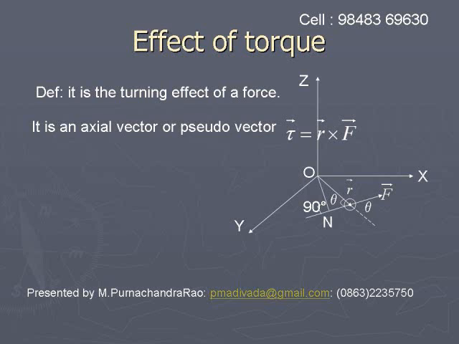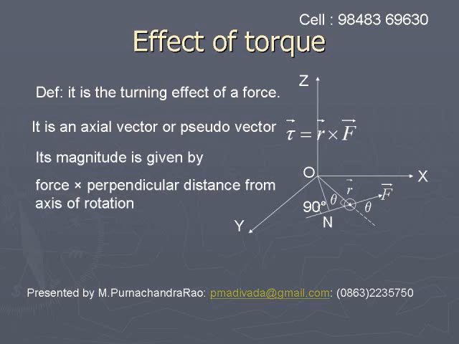In vector form, it is given by tau bar is equal to R bar cross F bar. It is an axial vector or a pseudo vector. Its magnitude is given by force multiplied by perpendicular distance from axis of rotation, that is F into ON.